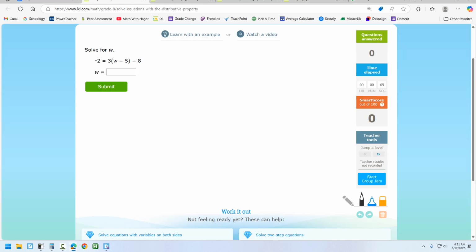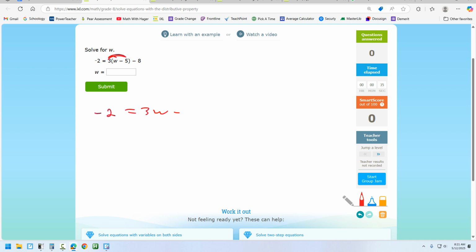All right, so next, I think the next 2 IXLs, they both look at solving equations. This one has parentheses with a number in front. Does anybody remember the name of the property when you have a number in front and you have to multiply it out? Yep, distributive. So this is just practicing the distributive property. What's 3 times W? 3W, good. And what's 3 times negative 5?